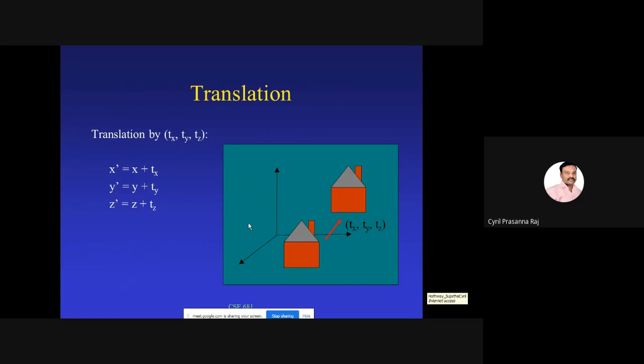If you are just trying to translate, that is shifting the objects from one plane to the next plane. When you take an object and shift it along the x-axis, the y-axis or the z-axis, as it is, we call that process translation. In translation, x plus tx is the shifted point. ty is again shifted across the y-axis. tz is shifted across the z-axis. So you get x dash, y dash, z dash.